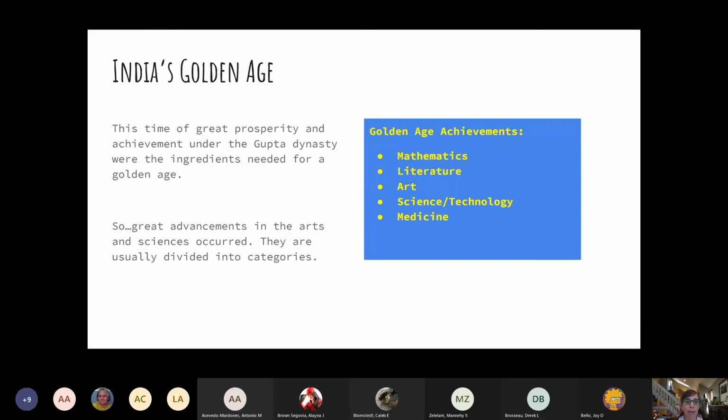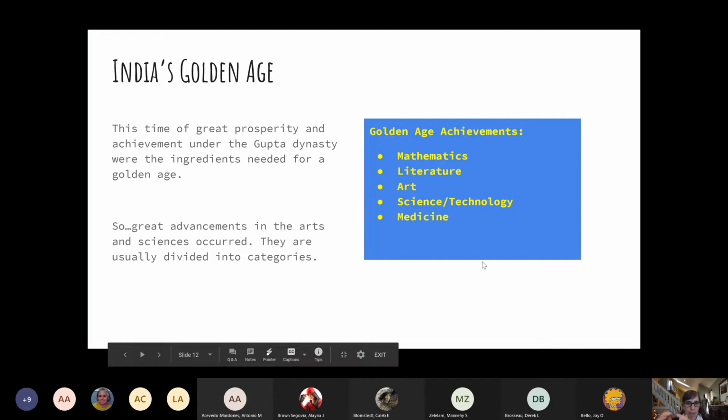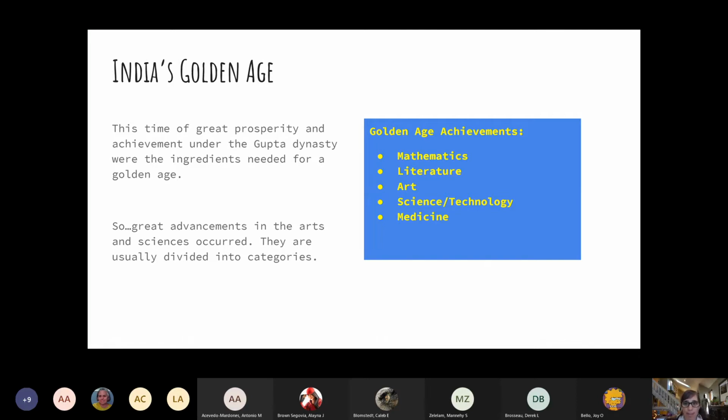Okay, so that leads us to the achievements, and these are what you're going to focus on for your CER. So during the Gupta Golden Age, all of these things led to achievements. Here's a list of the ones that we'll focus on, and we've just sort of categorized everything into these. So you'll either talk in your CER about mathematics, literature, art, science and technology, or medicine. Okay, all right, so just take a moment, think about those, and I'm going to tell you about each of those. As I'm telling you about those, you decide which one you think is the most important.